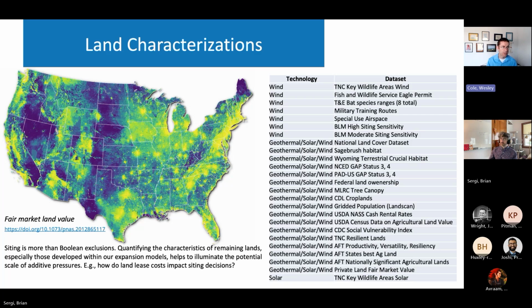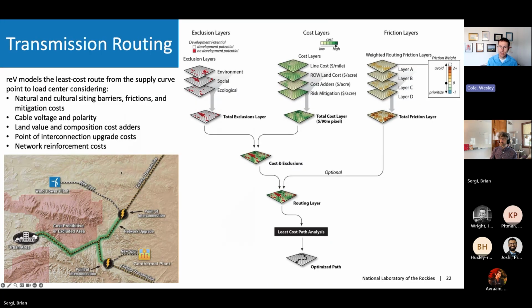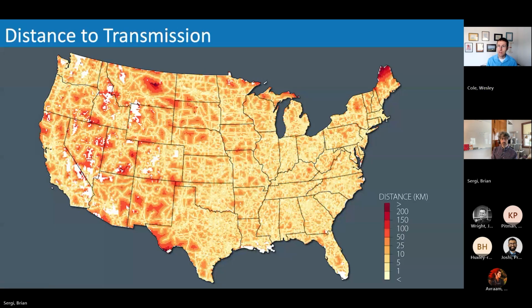So the other piece that we capture with this is the transmission. Because you have a resource, you're going to need to connect it to the transmission systems. This map is just showing distance to transmission for locations in the United States. So this could be an important cost driver for a lot of these resources, because if you are producing electricity, you need to get it into the transmission system.